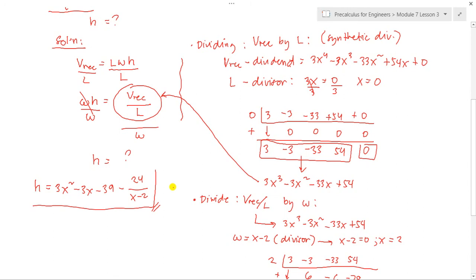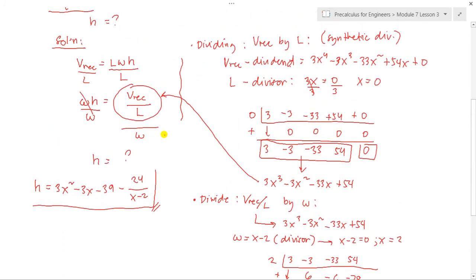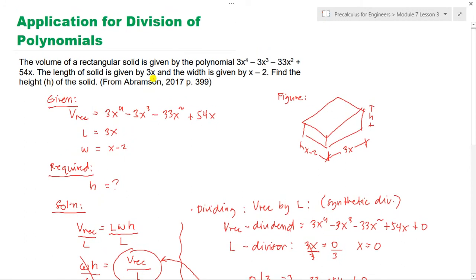Here there is a remainder, unlike when we divided by the length, which had no remainder. You can do it in either order because of the associative property: you can divide by the length first or by the width first. Anyway, the answer is still the same. Okay, if there are no questions, let's proceed.